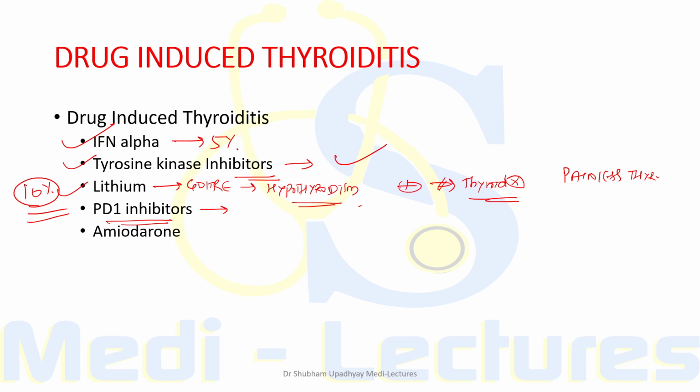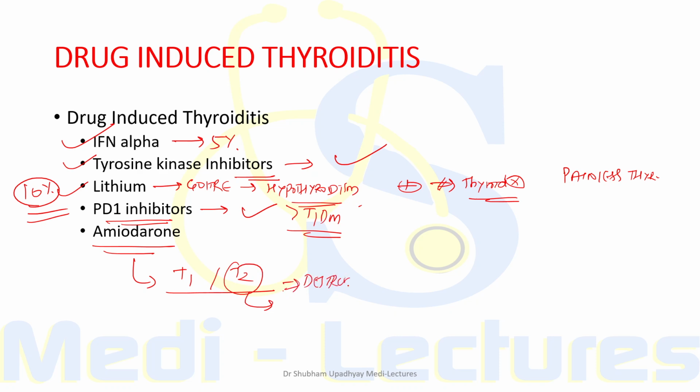So basically these will act against cancer cells, but since autoimmunity is activated, it will also affect the normal structures of the body like thyroid. So it will lead to thyroiditis most commonly, followed by type 1 diabetes. Amiodarone itself can lead to thyroiditis. There are basically two types: type 1 thyrotoxicosis, type 2 thyrotoxicosis. Type 2 is basically a form of thyroiditis which is similar to destructive thyroiditis.